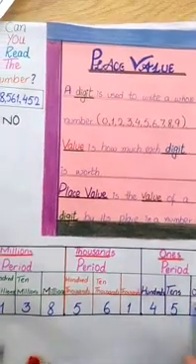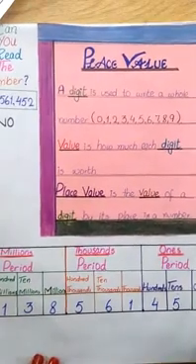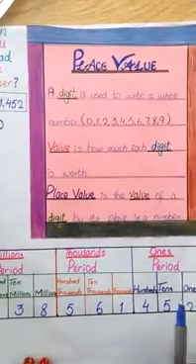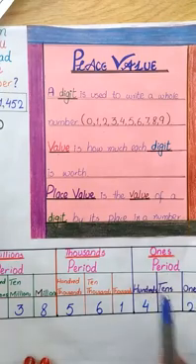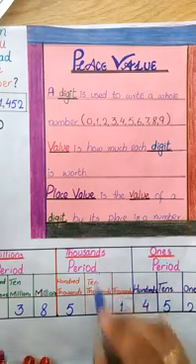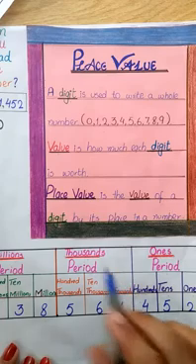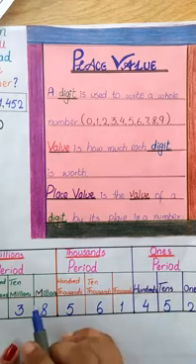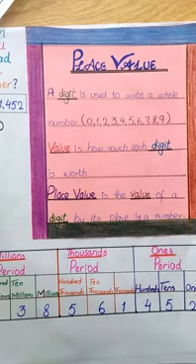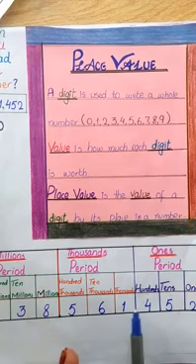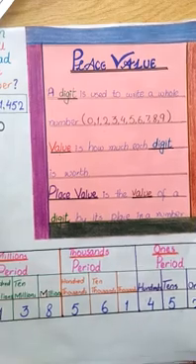First one is ones period, ones class or ones family. In the ones family we have three members, which are ones, tens and hundreds. In the next family we also have three members, 1000, 10,000 and 100,000. In the next family, millions, 10 millions and 100 millions. There are three families and a total of 9 members. Each family contains three members: ones, tens, hundreds, 1000, 10,000, 100,000 and in the millions family, millions, 10 millions and 100 millions.